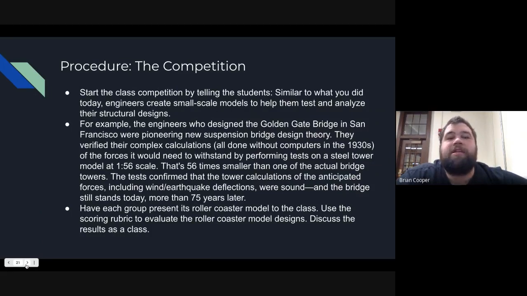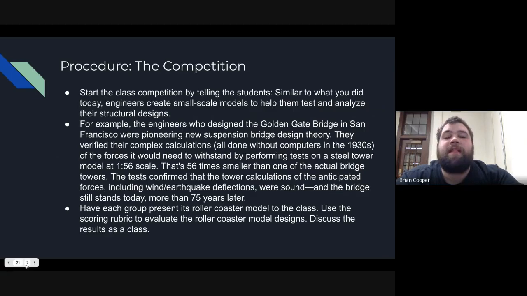You're going to start the class competition by telling the students, similar to what you did today, engineers create small-scale models to help them test and analyze their structural designs. For example, the engineers who designed the Golden Gate Bridge in San Francisco were pioneering new suspension bridge design theory. They verified their complex calculations, all done without computers in the 1930s, of the forces it would need to withstand by performing tests on a steel tower model at 1 to 56 scale. That's 56 times smaller than one of the actual bridge towers.